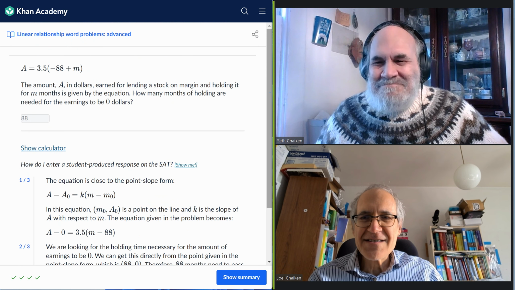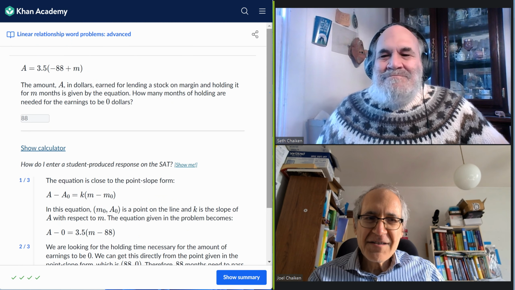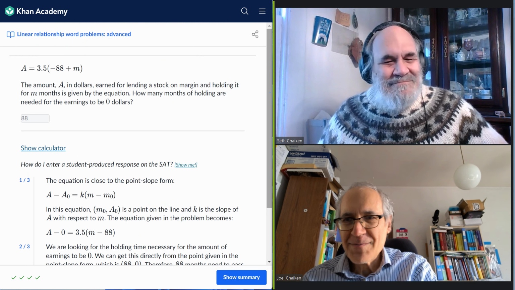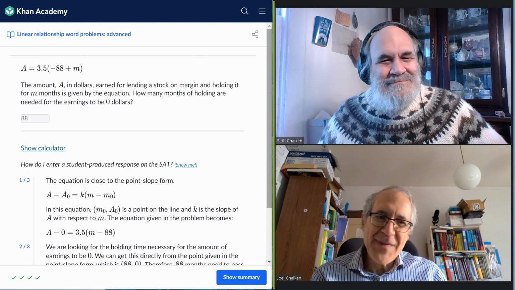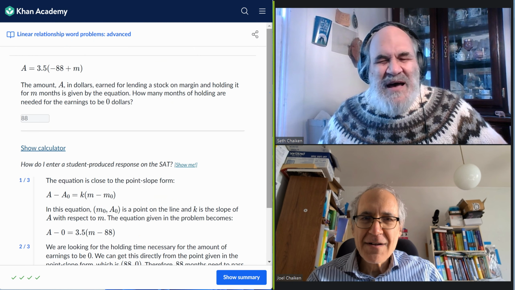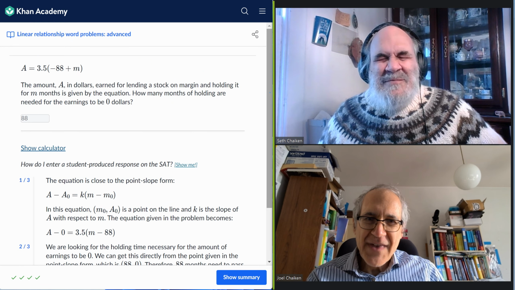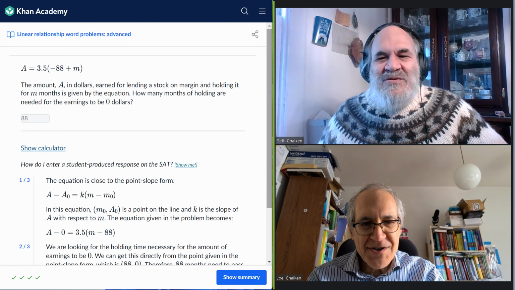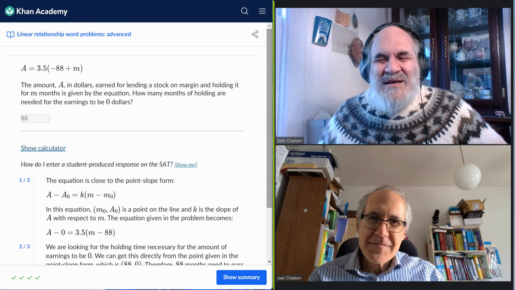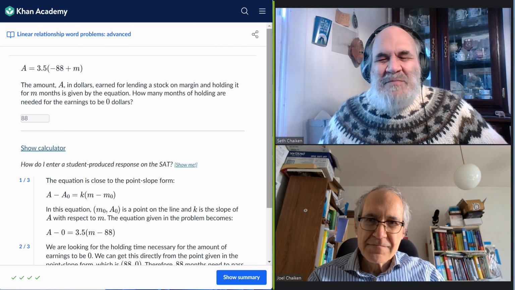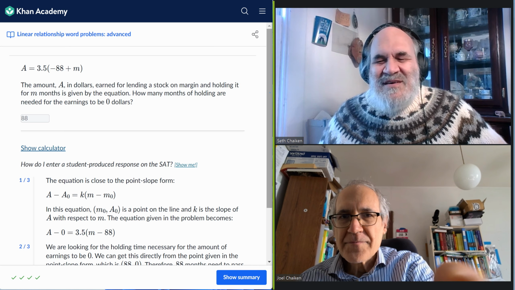Just basically solve the problem. Stay focused on the problem. And the problem is simply making A be 0 and figuring out what m is. What value of m makes the formula on the right 0? That's all it is. It's a kiddie problem. You subtract 88 from a number. What number makes it 0 when you subtract 88? That's obviously 88.